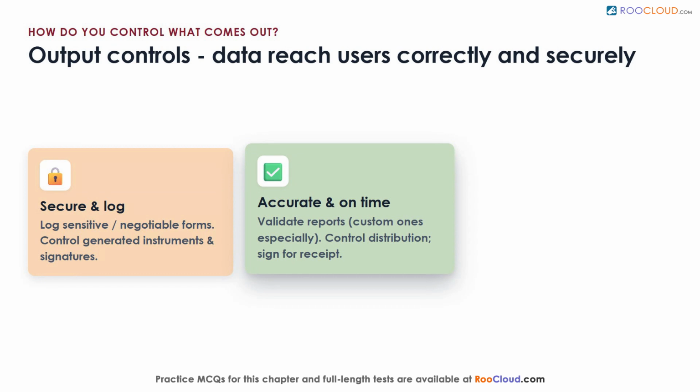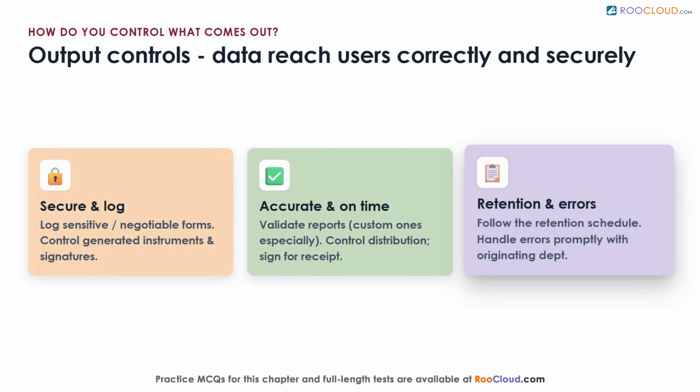Control distribution so only the right people receive output. Balance and reconcile output to control totals. Handle output errors promptly with the originating department. Follow a retention schedule that meets legal rules, and have recipients sign for sensitive reports.